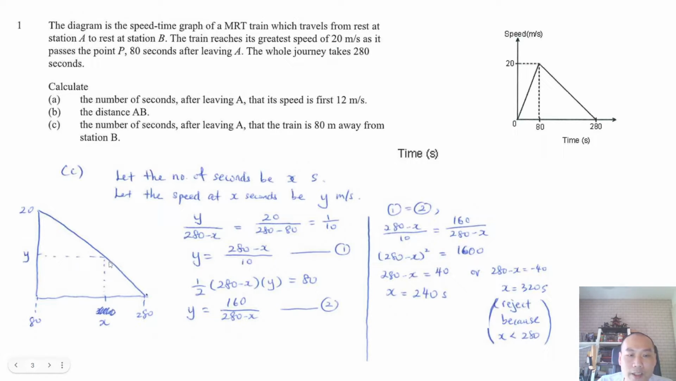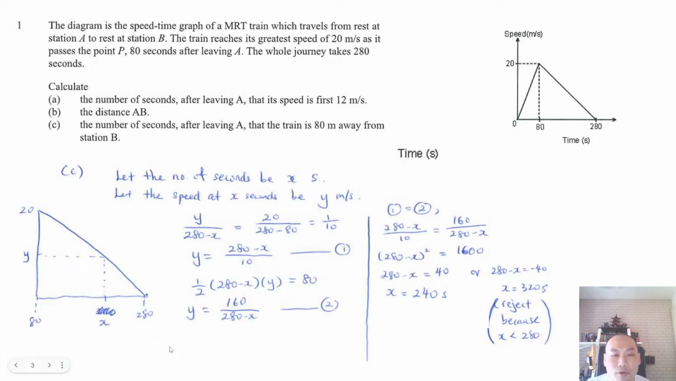And the height is y. So half times base times height equals 80. We simplify this, we'll end up with y equals 160 over 280 minus x. So here we have a pair of simultaneous equations, right? x and y, equation 1, equation 2.